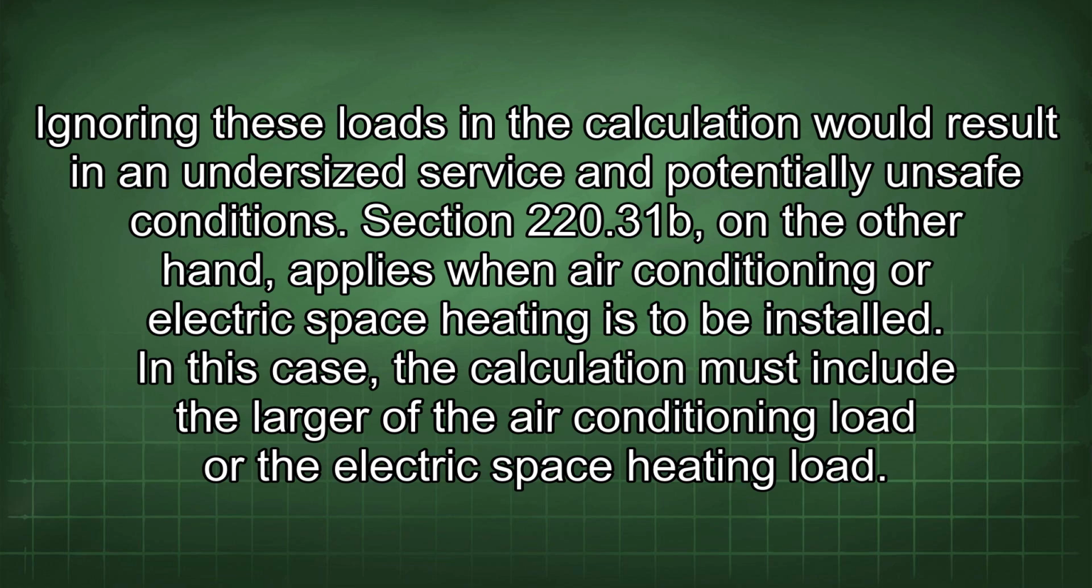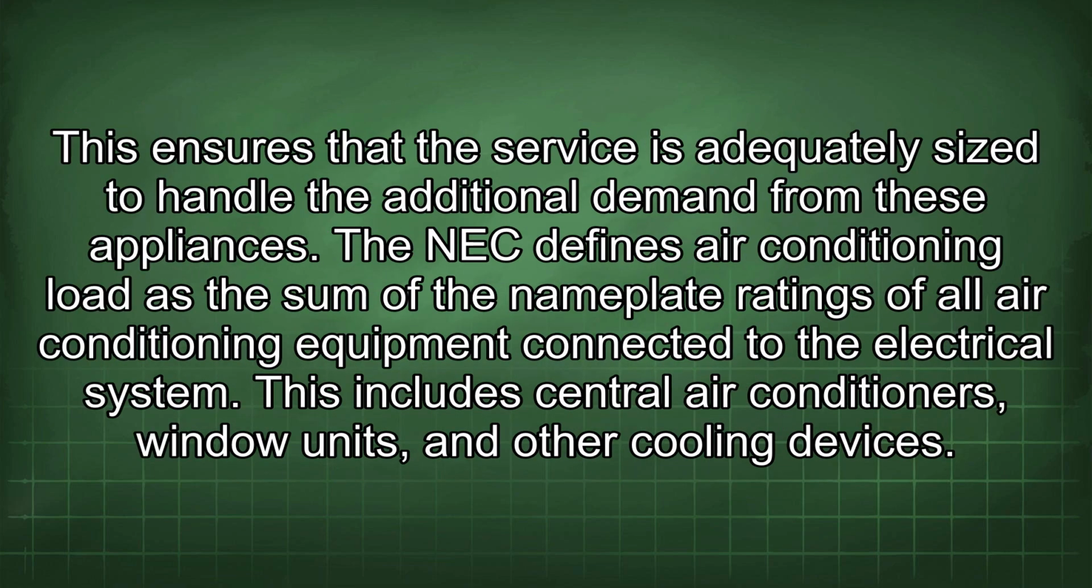Section 220.31, on the other hand, applies where air conditioning or electric space heating is to be installed. In this case, the calculation must include the larger of the air conditioning load or the electric space heating load. This ensures that the service is adequately sized to handle the additional demand from these appliances. The NEC defines air conditioning load as the sum of the nameplate ratings of all air conditioning equipment connected to the electrical system. This includes central air conditioners, window units, and other cooling devices.